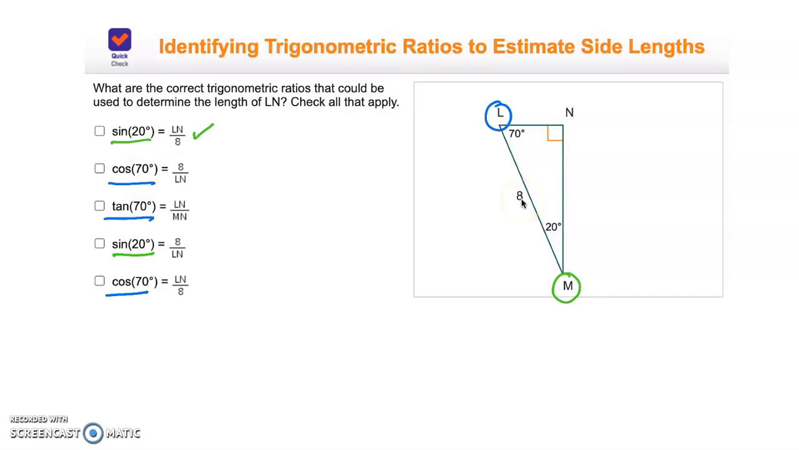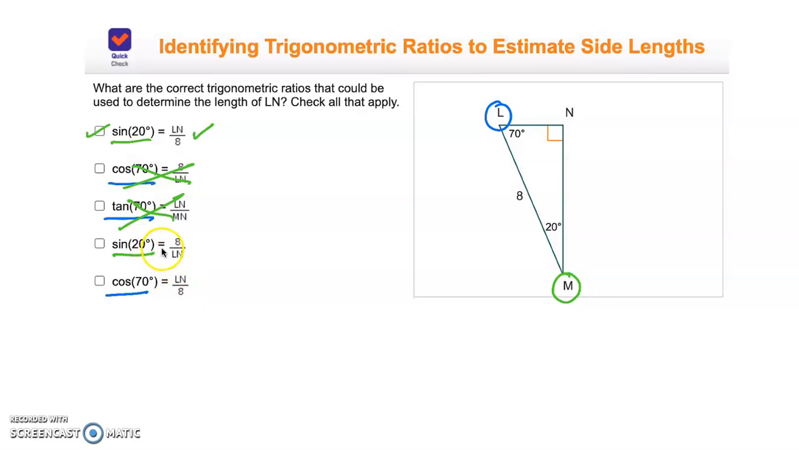So that is correct. The cosine of 70: now we're looking at our blue angle, and the cosine of 70 should be the adjacent, which is LN, over the hypotenuse. Well, this is backwards, that's upside down, so that is incorrect. Tangent of 70: we're still looking at angle L here. The tangent of 70 should be the opposite, which is MN, over the adjacent, which is LN. Is that correct? No, because if we're looking at angle 70, the opposite side is MN, so that one is actually upside down as well.